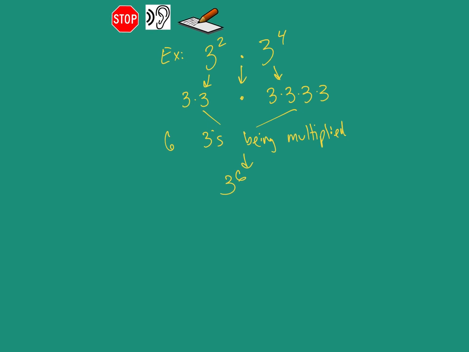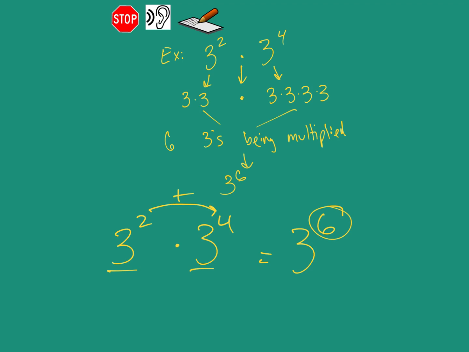So then the shortcut would be, we go back to the original problem. The original problem was 3 squared, or 3 to the second power, times 3 to the fourth. And now we know the answer is 3 to the sixth. The shortcut is that when we have the same bases, 3, I can just add the exponents. So 4 plus 2 got me 6, and that was my shortcut.